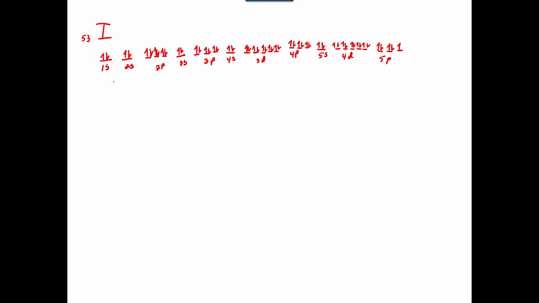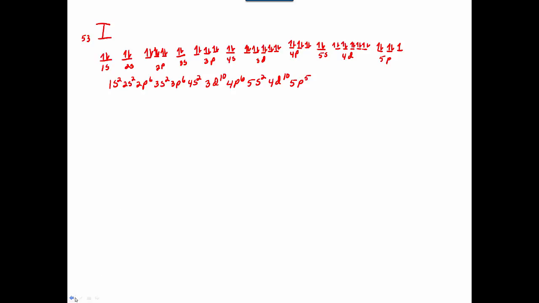Now I can write the electron configuration. I have 1s2, 2s2, 2p6, 3s2, 3p6, 4s2, 3d10, 4p6, 5s2, 4d10, 5p5.